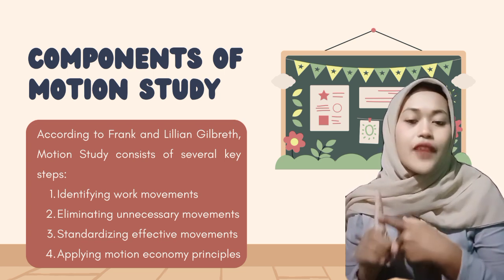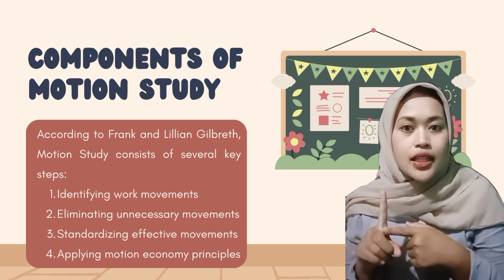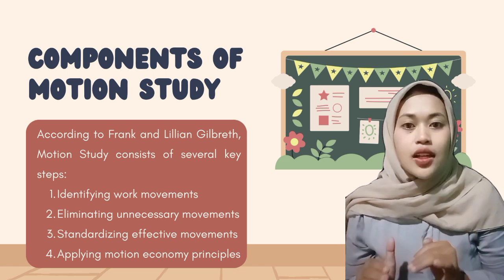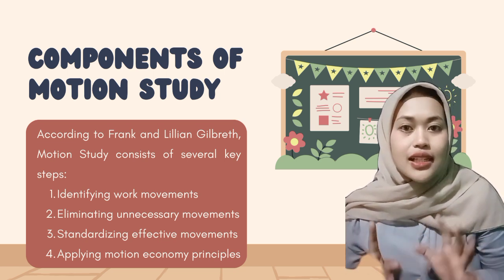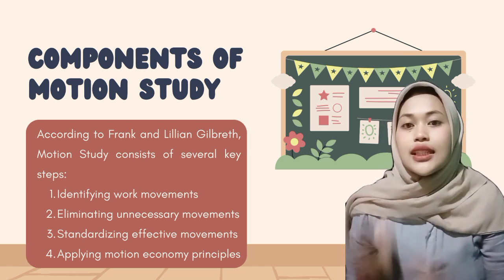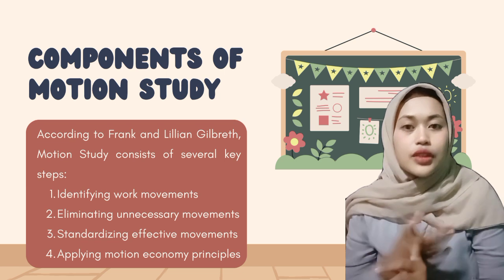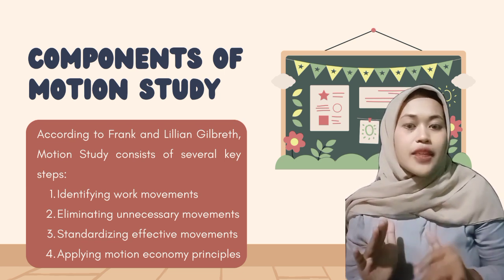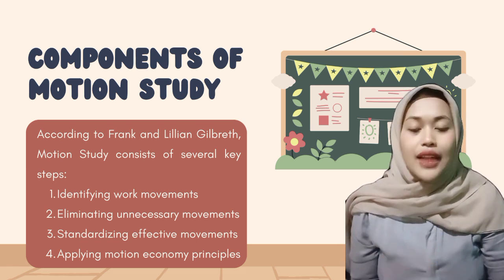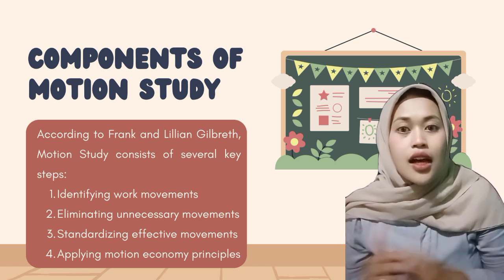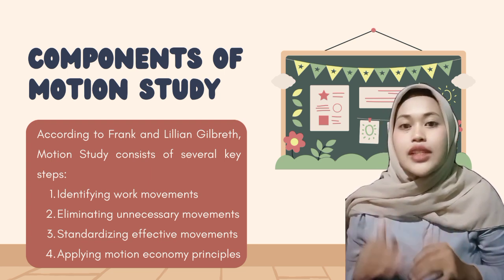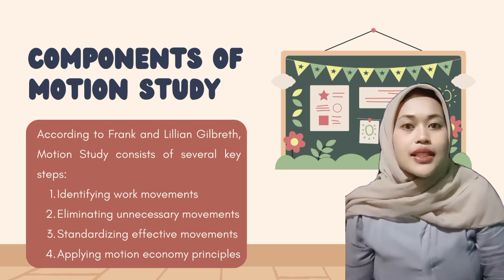1. Identifying work movements is observing how workers complete their tasks. 2. Eliminating unnecessary movements is removing movements that do not add value. 3. Standardizing effective movements is determining the best method to perform tasks. Next, applying motion economy principles is using the concept to optimize movement sequence.